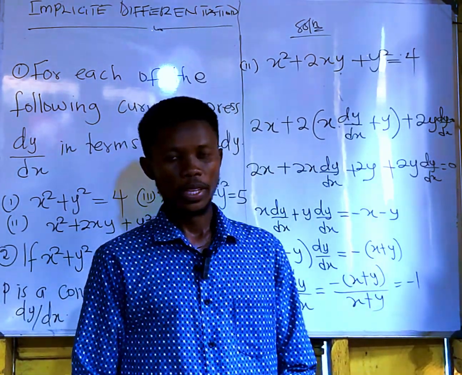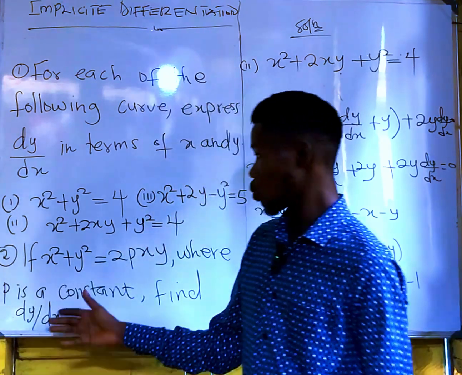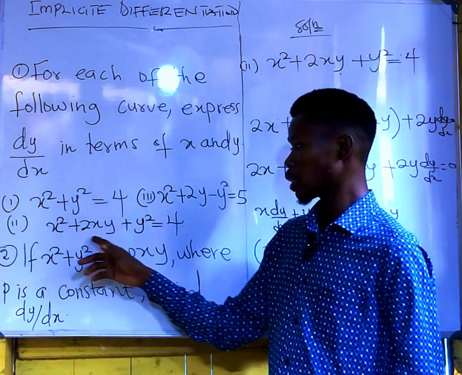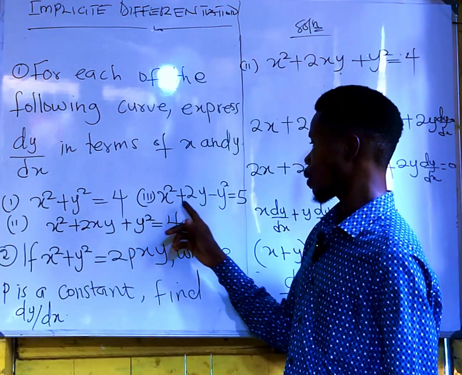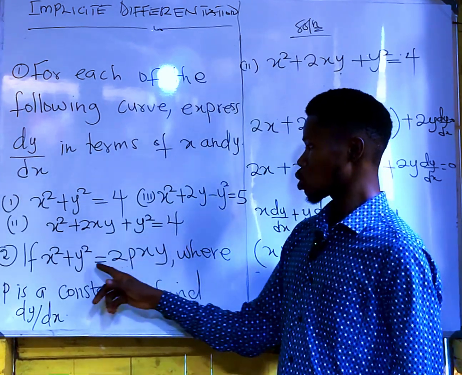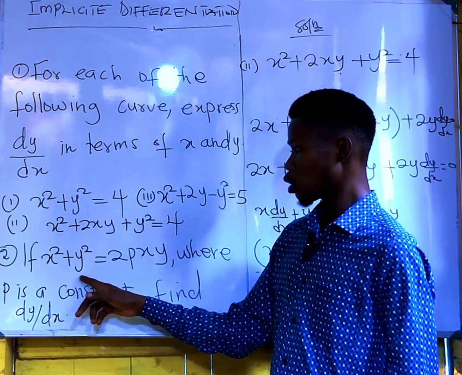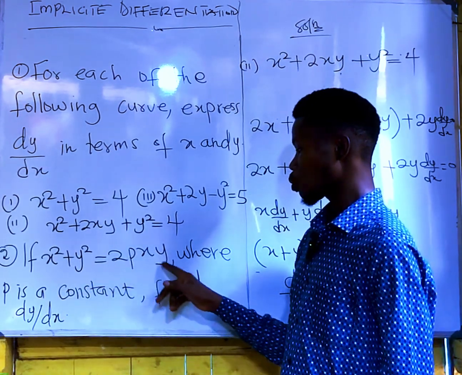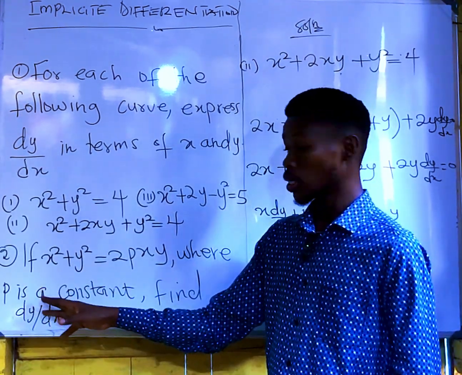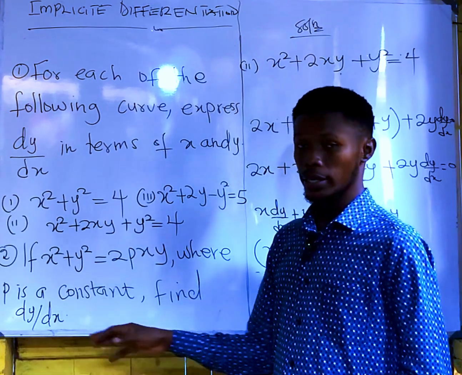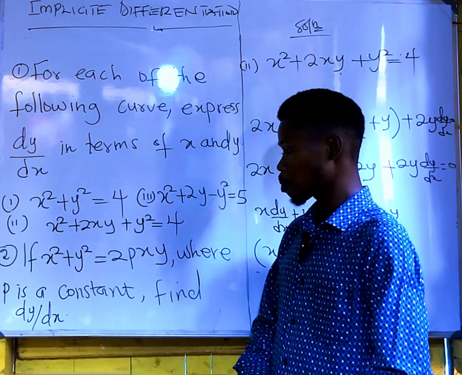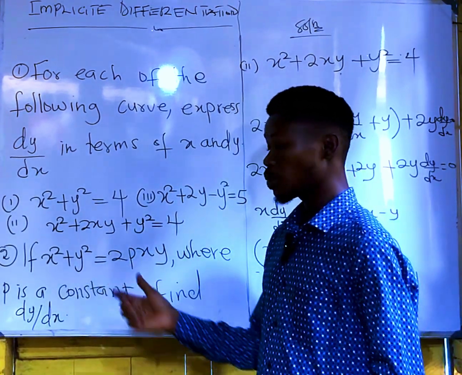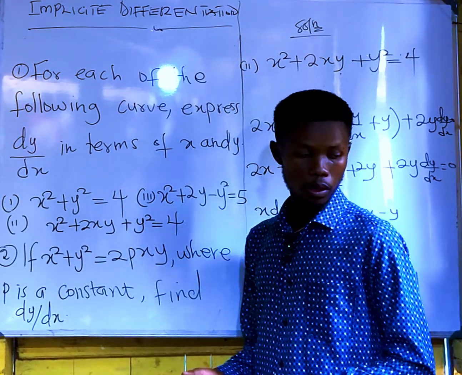Thank you. Now let's look at the last one. You can try your hands on it. So you move to the 2. If x squared plus y squared equals 2pxy, where p is a constant, find dy/dx, okay? So we will treat the p as constant.